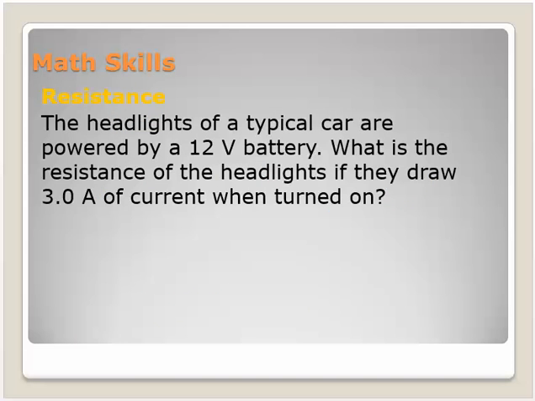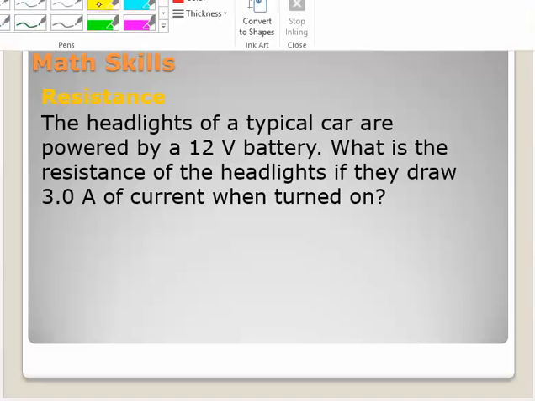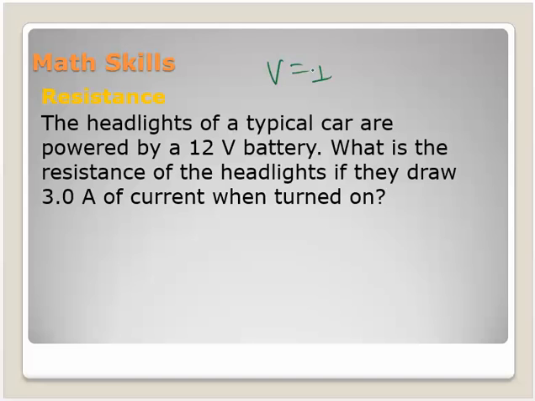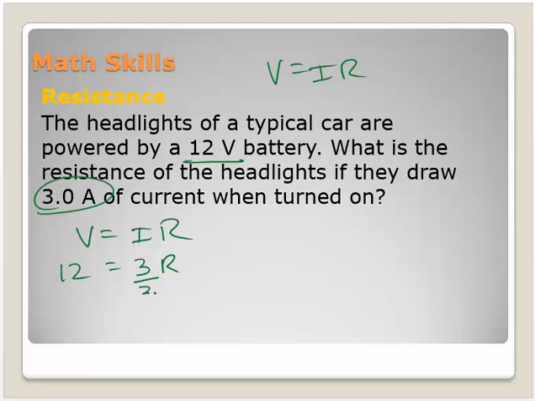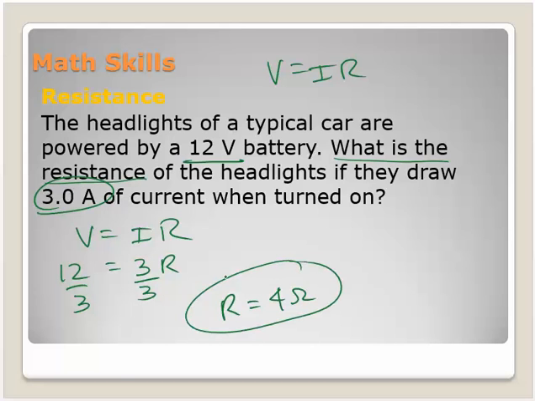Okay, here's our first example. The headlights of a typical car are powered by a 12-volt battery. What is the resistance of the headlights if they draw 3 amps of current when turned on? Well, our equation, as we know, is V equals I times R. The voltage, the current, because that's A, and they want us to find R. Well, divide by 3. R turns out to be 4 ohms. So, what is the resistance is what they're asking. The resistance is 4 ohms.